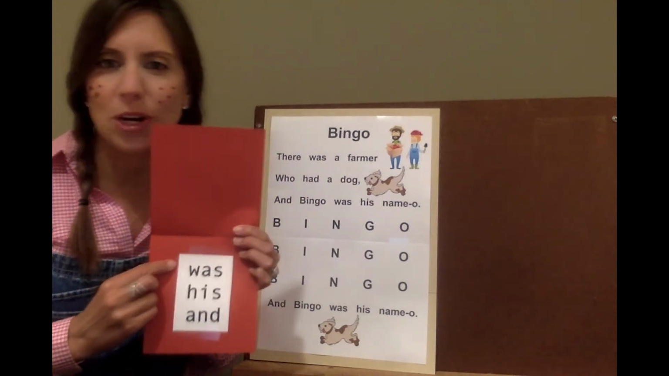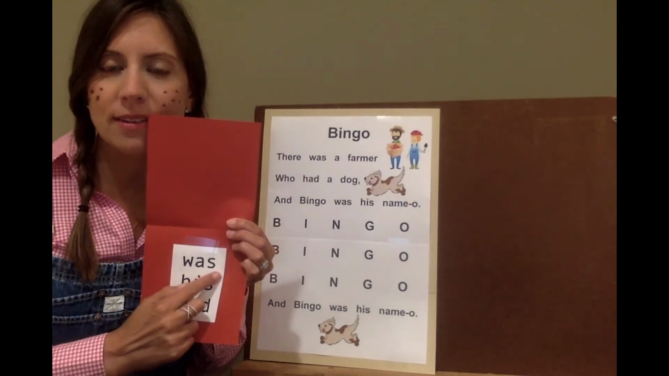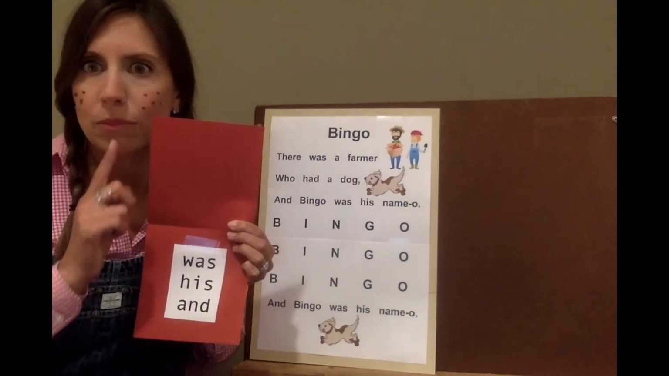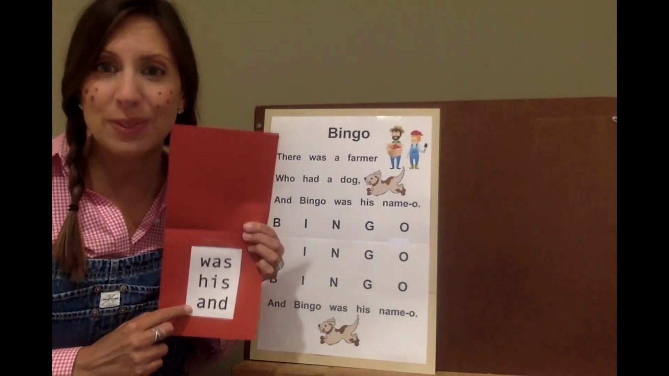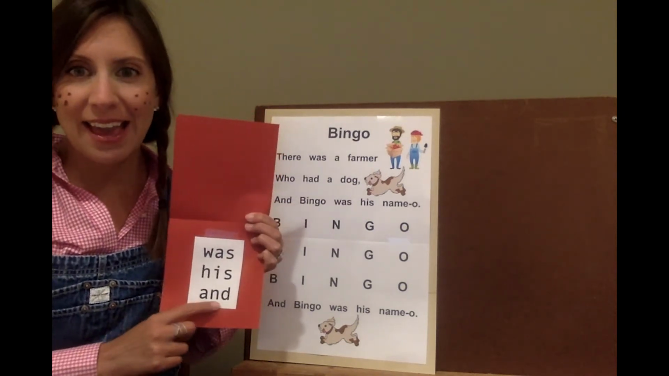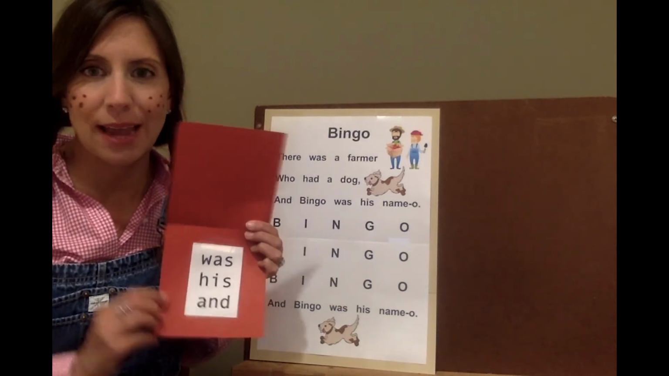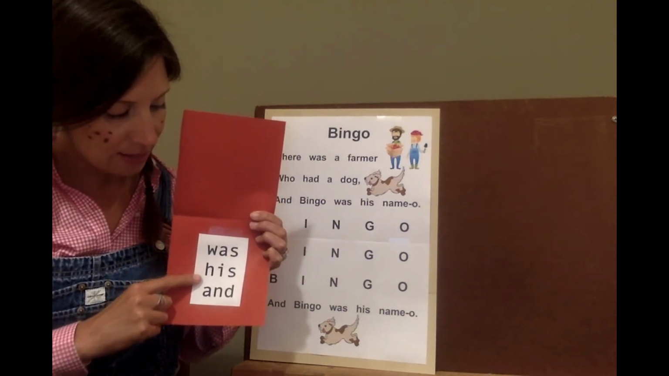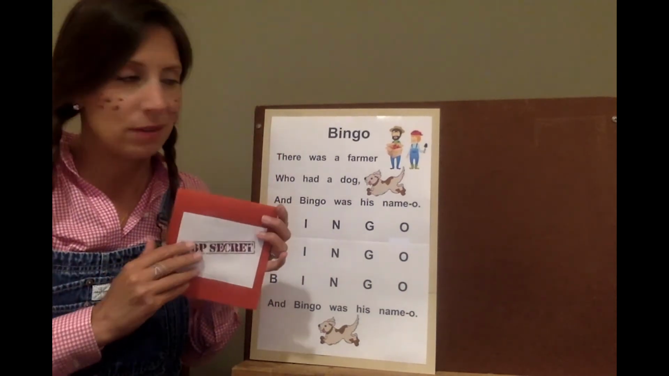Here is the first word. This is the word was. Was. The next word is the word his. His. And the last top secret word is the word and. And. We're going to look for these three top secret words today in bingo. Remember, the words are was, his, and. Let's see if we can find these words today.